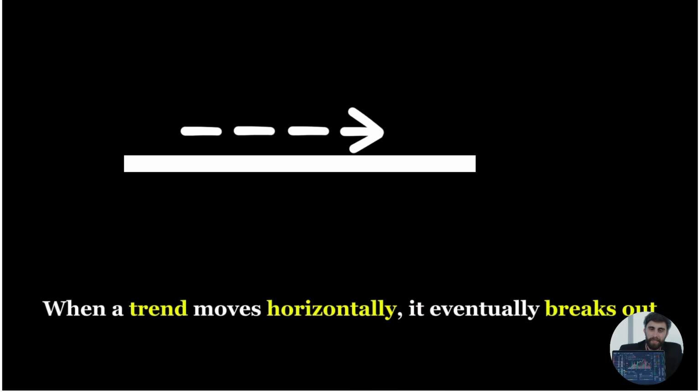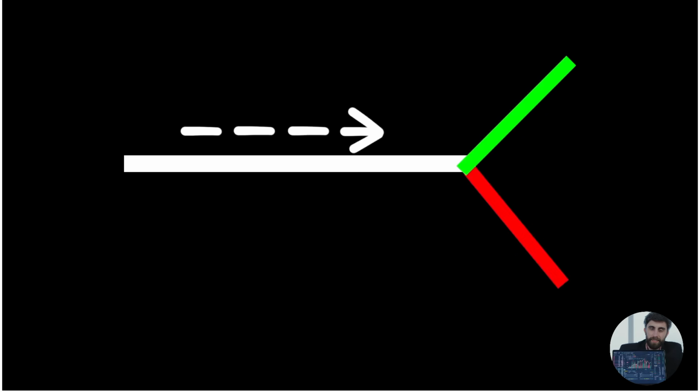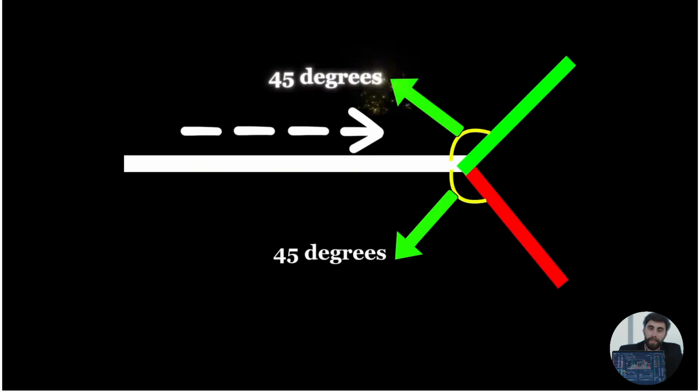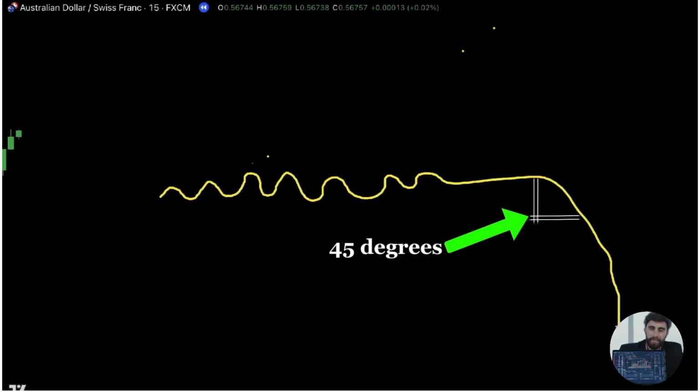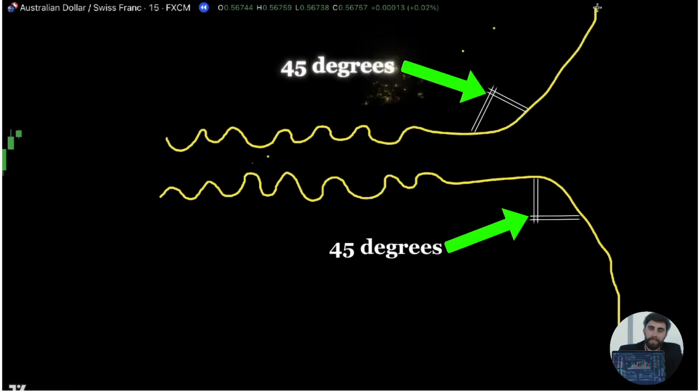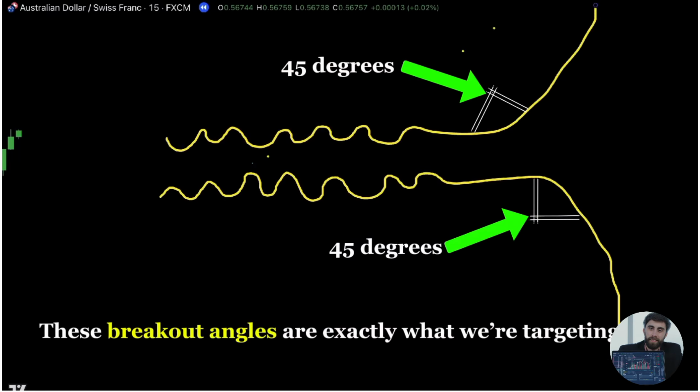To break it down, when a trend moves horizontally, it eventually breaks out, either ascending or descending, forming an angular movement. This angle, typically around 45 degrees or more, is the hidden treasure we're after. For example, you might see a trend moving sideways before it suddenly drops, creating a sharp downward angle of 45 degrees. Or you may notice a horizontal trend that abruptly shifts upward, forming the same angle. These breakout angles are exactly what we're targeting.